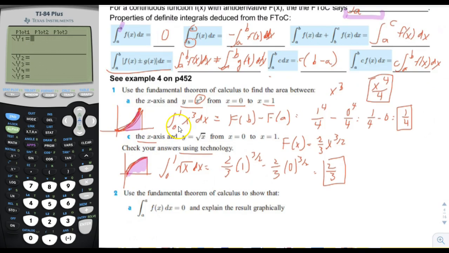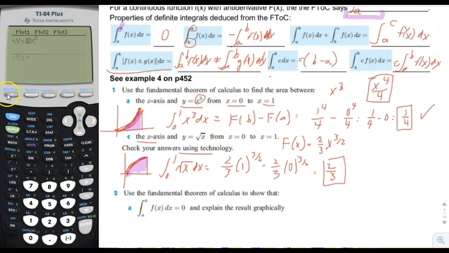So we'll go to y equals, and we'll substitute in x cubed as the function. Okay, and then we're going to do second calc, integrate function. And the lower limit, we're going to put x equals 0. And the upper limit, we're going to put x equals 1. And it gives us 0.25, which is that one right there.